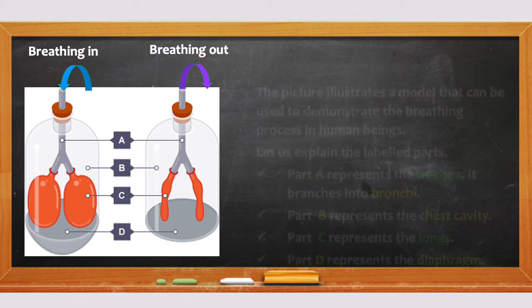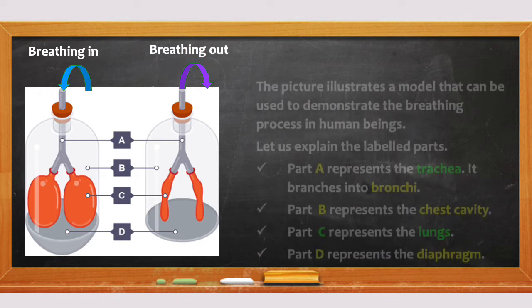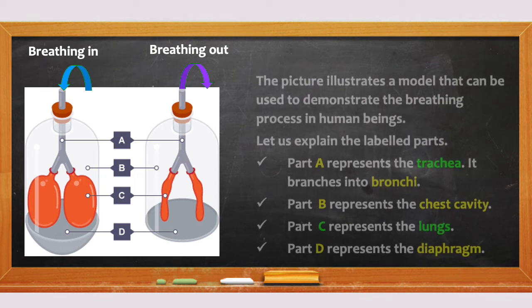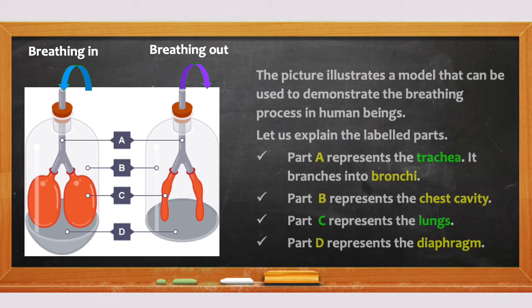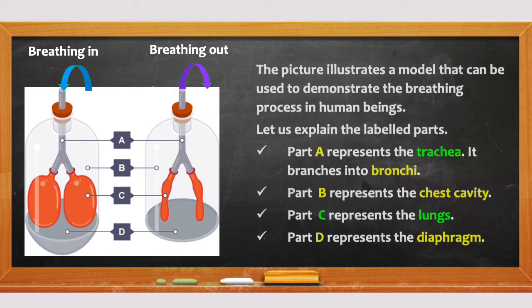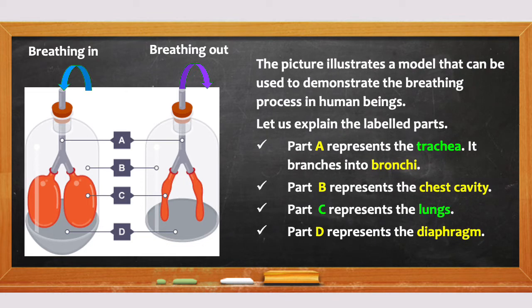The picture illustrates a model that can be used to demonstrate the breathing process in human beings. Let us explain the labeled parts. Part A represents the trachea. It branches into two bronchi. Part B represents the chest cavity. Part C represents the lungs. Part D represents the diaphragm.